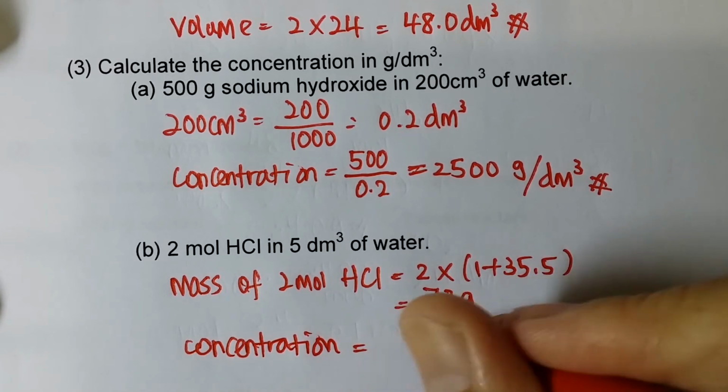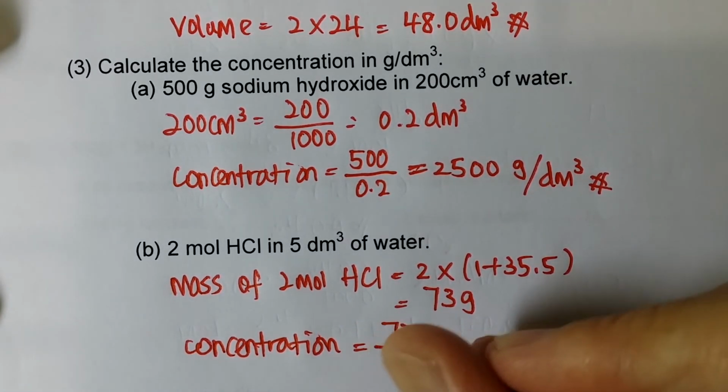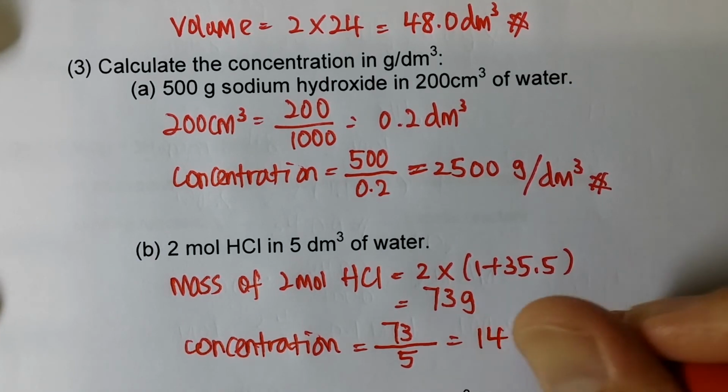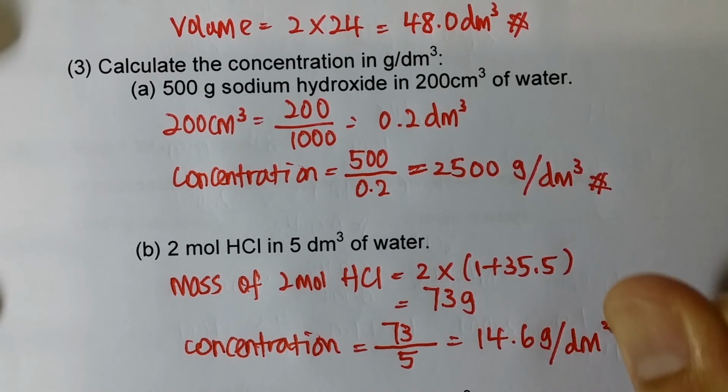And the concentration is the mass, which is 73 gram, divided by 5 dm³, and the answer is 14.6 gram per dm³.